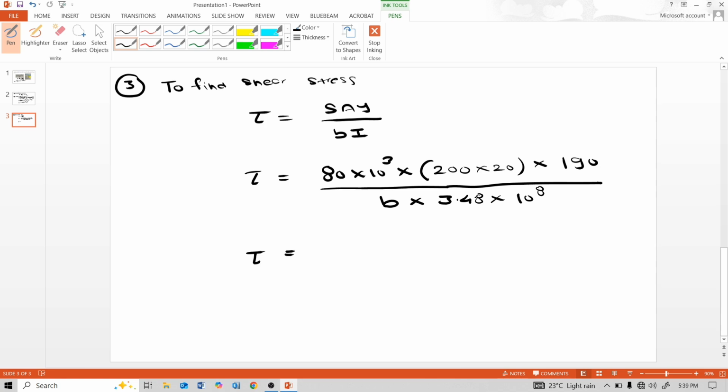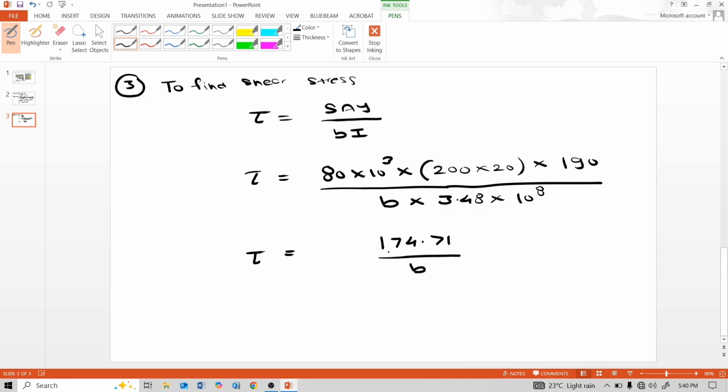So 80 into 10 raised to 3 multiply by 200 multiply by 20 multiply by 190 divided by 3.48 into 10 raised to 8 gives 174.71, divided by B.